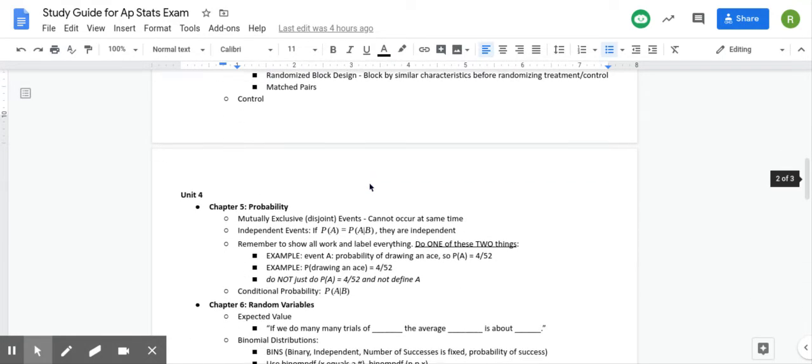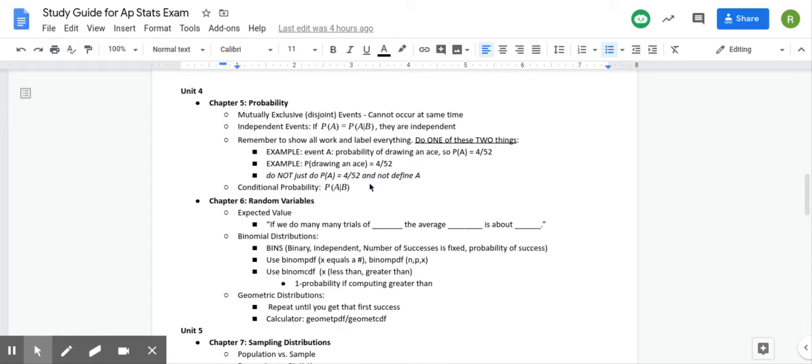Okay, moving on to probability. My prediction is that it's going to be this guy right here, independent events. I think that is going to be the probability question. So proving they're independent by showing that if you have the probability of A, that is not impacted by B.